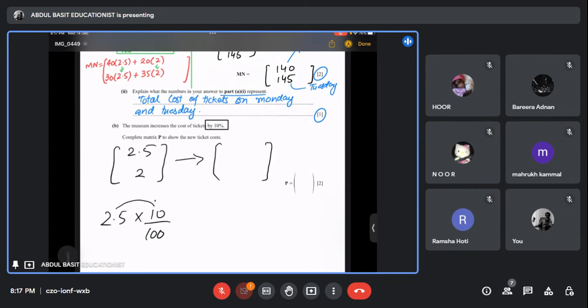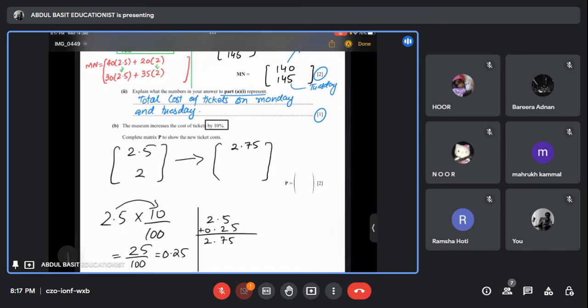So 2.5 times 10 is 25 divided by 100, which is 0.25. So now add 2.5 with 0.25, just add them. So 2.75. So 2.75 is the new cost of the ticket for the adults.